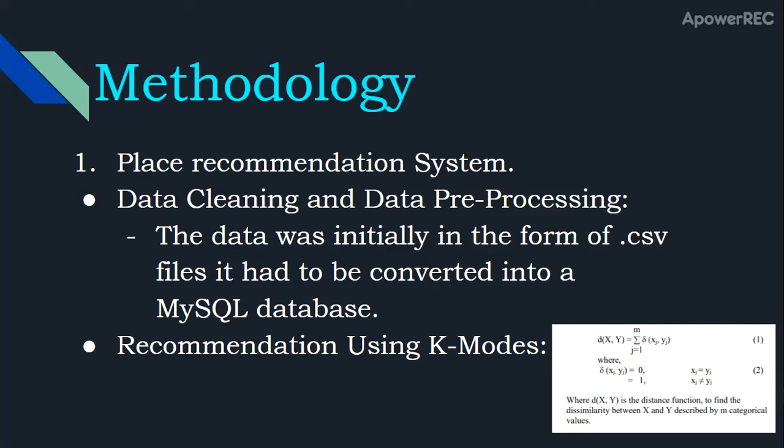The next step after the cleaning and pre-processing is the recommendation using K-modes. The users are clustered using the K-modes clustering algorithm, where the total number of clusters can be n or n greater than 2. As the number of clusters increases, the number of users in each cluster decreases. For example, if a user wants recommendations for places to visit in Mumbai, the system would recommend places in Mumbai which have been visited by the users in the same cluster.